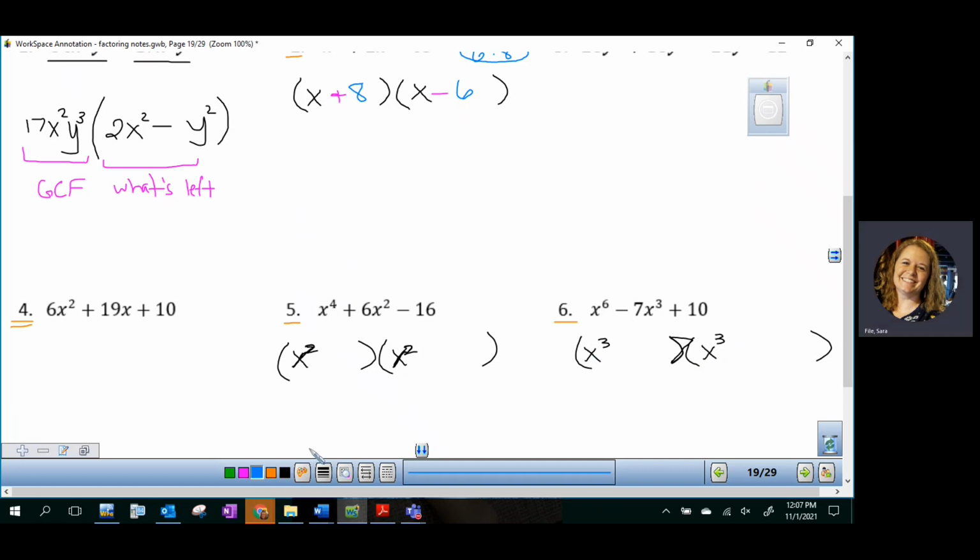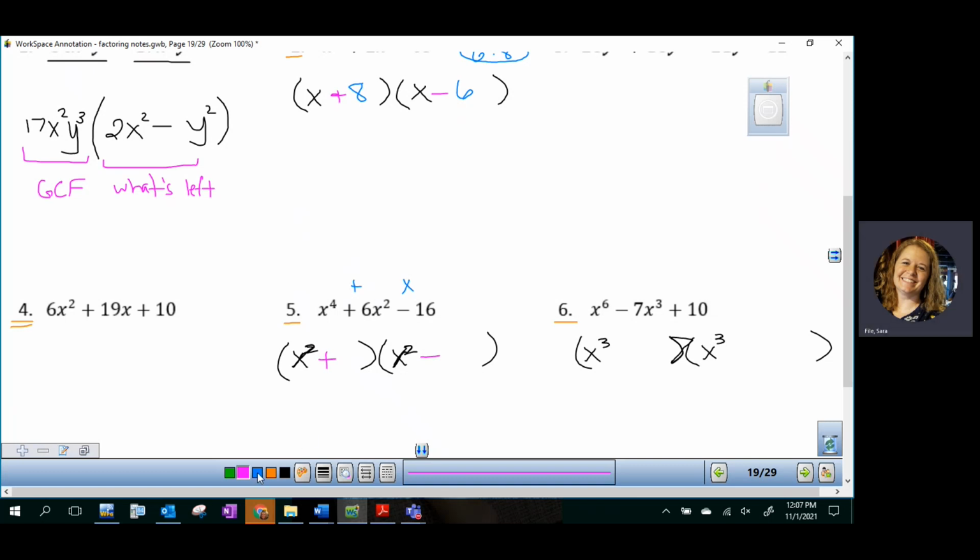But you're still looking at your C value and asking what multiplies to give me that value, negative 16, but adds to give me the B value. Now in this one, if it multiplies to give me a negative, again, I know one has to be positive and one has to be negative. And on number 6, it multiplies to be a positive. So that means that the signs have to be the same.